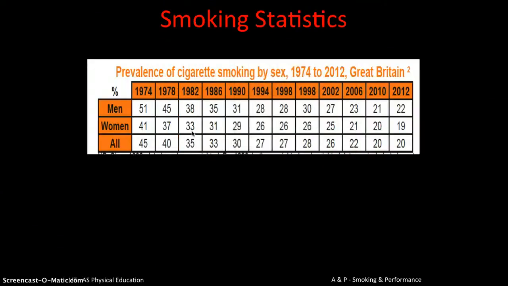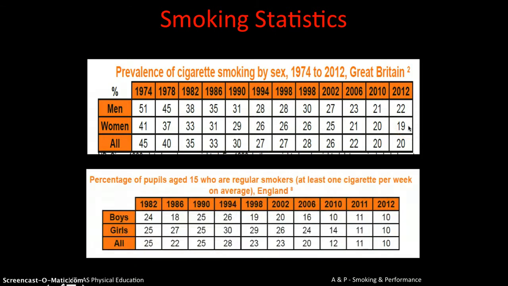So some stats then. The prevalence of cigarette smoking by sex between 1974 and 2012 in Great Britain, men and women. And you can see actually we've got a lower percentage through the years of people smoking, but we still got a fifth of men smoking. So nearly a quarter of men smoking. We've got a fifth of women smoking. That's still quite a significant volume of people, even in 2012.